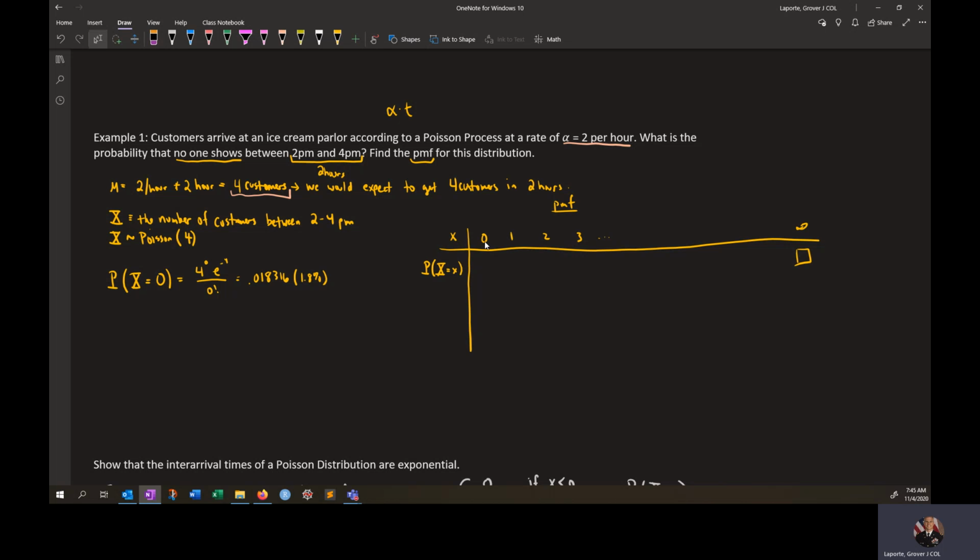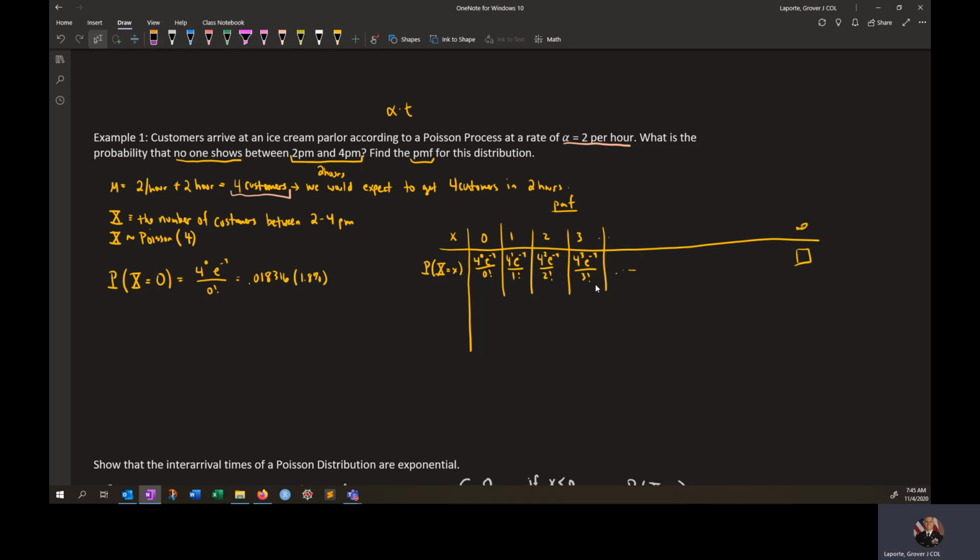All right, so what would be 0? It'd be 4 to the 0, which we've already calculated, e to the negative 4 over 0 factorial. The 1, let me put a little line here, would be 4 to the 1, e to the negative 4 over 1 factorial. 2 would be 4 to the 2, e to the negative 4 over 2 factorial. And so on and so forth. 4 to the 3rd, e to the negative 4 over 3 factorial.